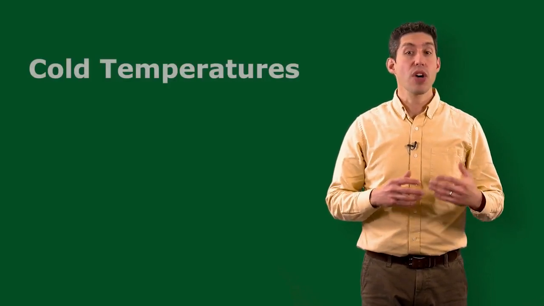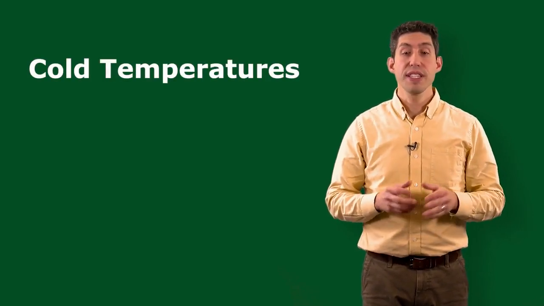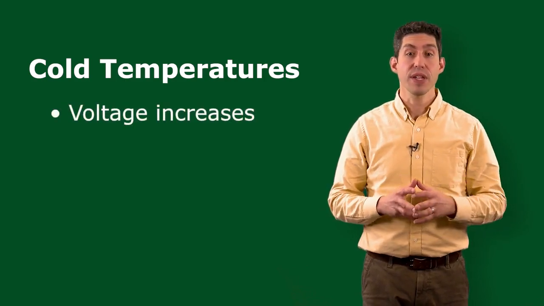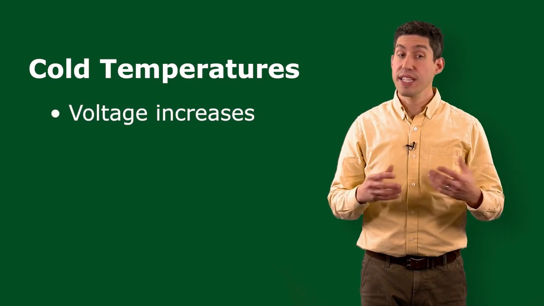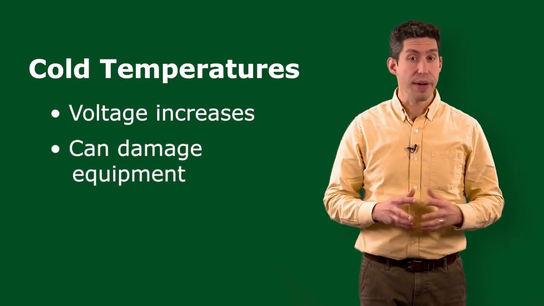Let's begin by looking at the mathematical formula used to predict the voltage at a given temperature. In this case, we'll start with looking at cold temperature conditions. This is important for safety reasons again, because voltage can increase significantly when it's very cold outside. This can damage equipment and cause a fire.